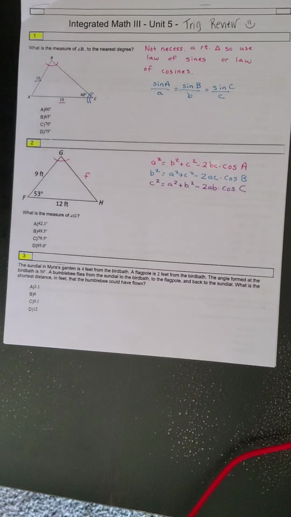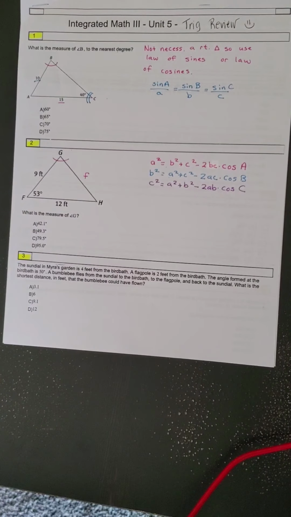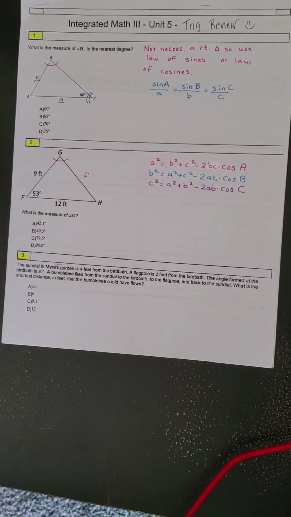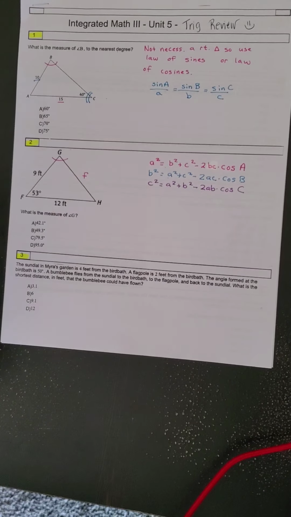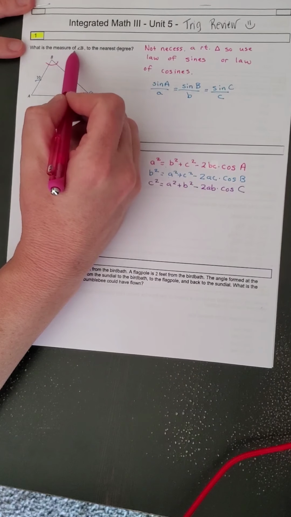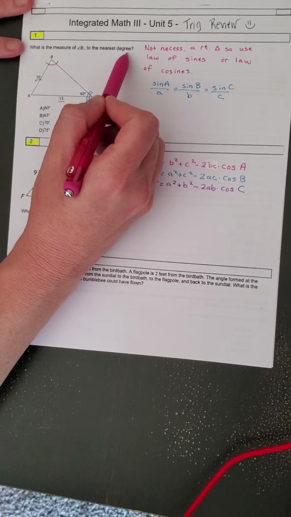All right, guys, I'm not going to go through everything on the review, but I'm going to give you hints on what to do on the review. So this is part one. I apologize, I had to redo the video, so I already started writing, but I'm going to go back through it with you. So on number one, it says, what is the measure of angle B to the nearest degree?